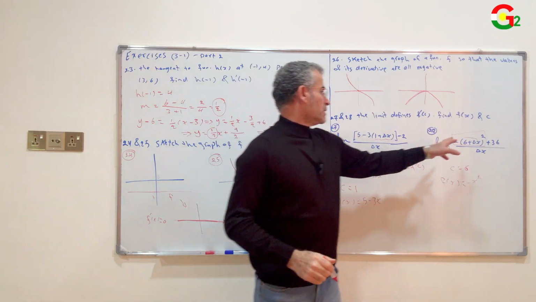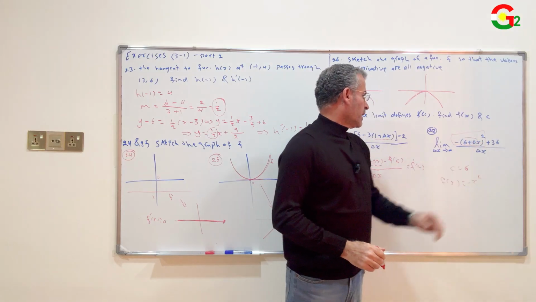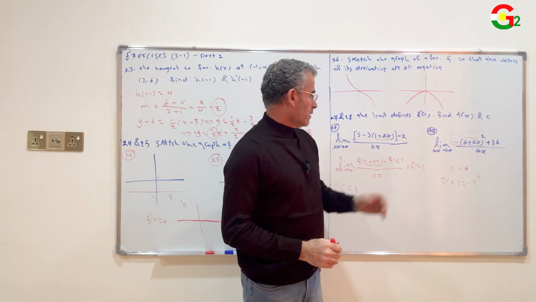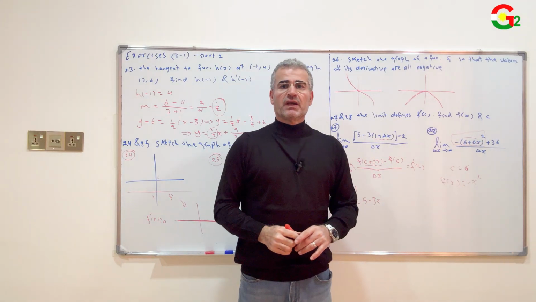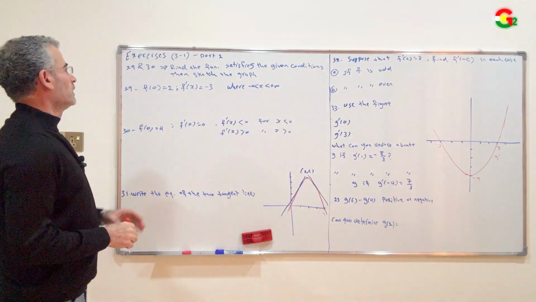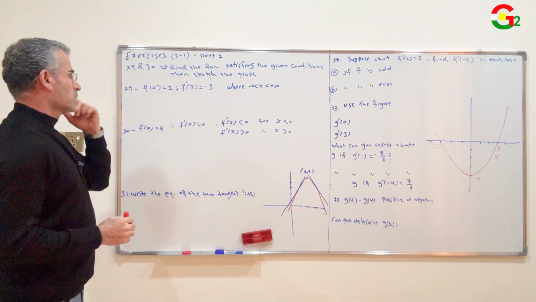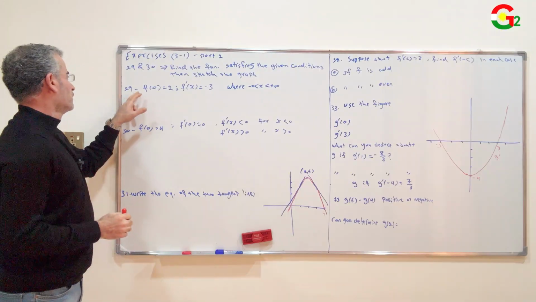Change 6 plus delta x with x, and the function will be negative x squared. Question number 29 and 30. Find the function satisfying the given condition, then sketch the graph of the function.